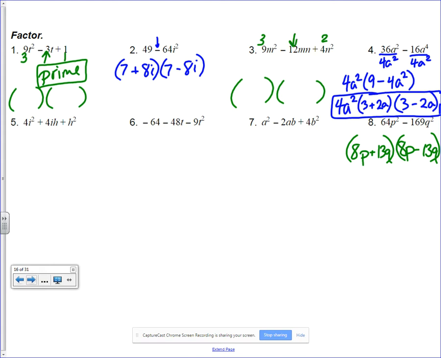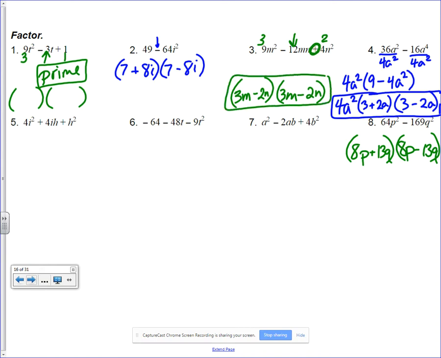So how are we going to make 9m squared? What was the square root of 9? So 3m and 3m. How are we going to make 4n squared? 2n and 2n. This plus symbol tells me my symbols need to be same and they need to be negative. Good.